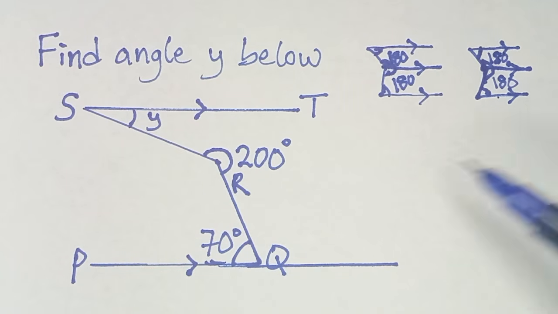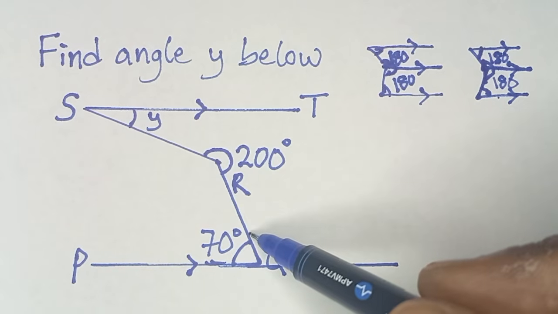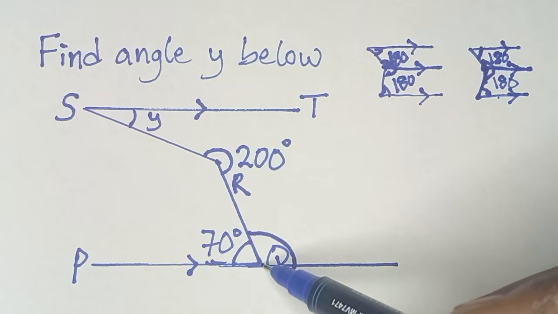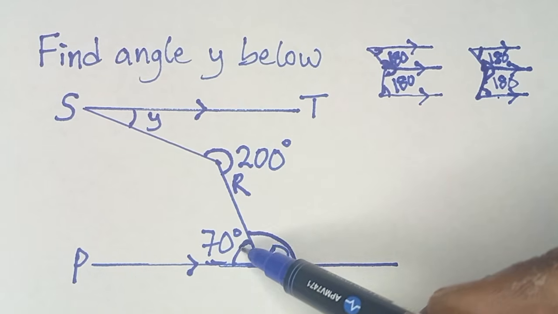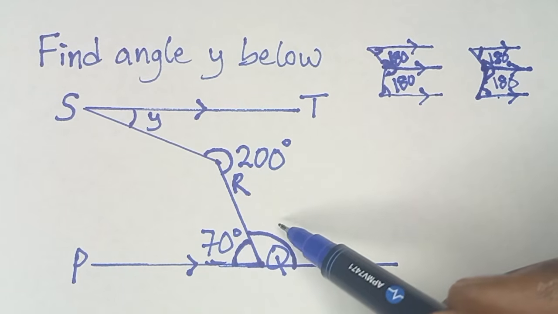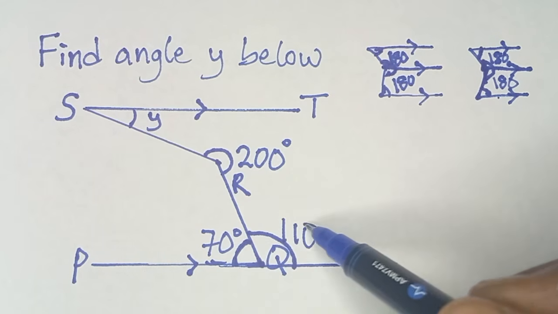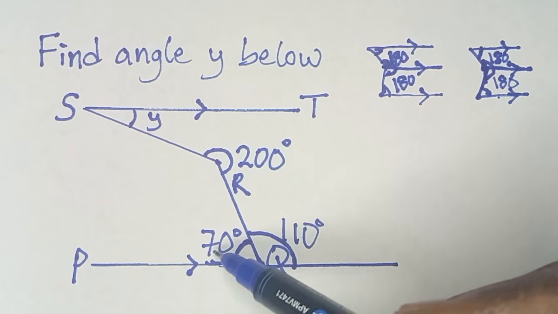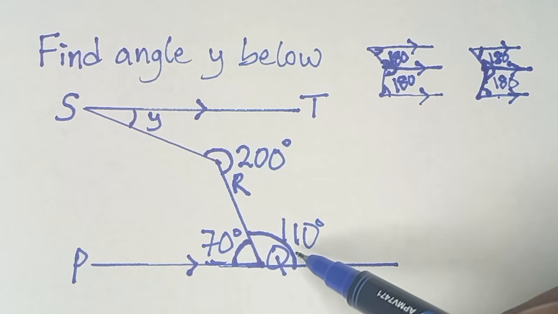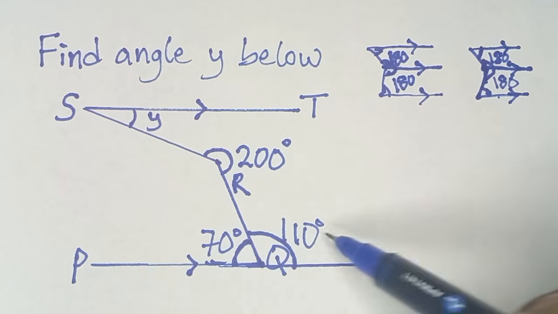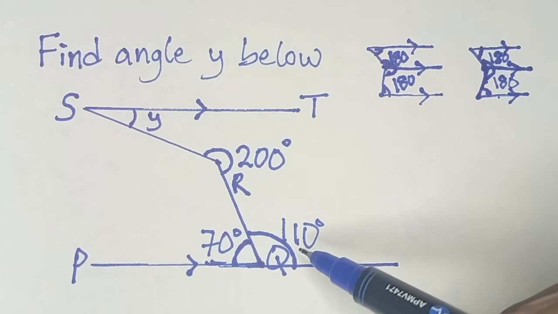So in that case, if we come back to the question, first of all, I would like us to establish the value of this angle. This is the point Q here. Now, if this angle is 70, then this angle has to be 180 minus 70, which is 110 degrees, because the sum of angles on a straight line is 180 degrees. So if this is 70, then this is 110, so that the sum gives 180 degrees.